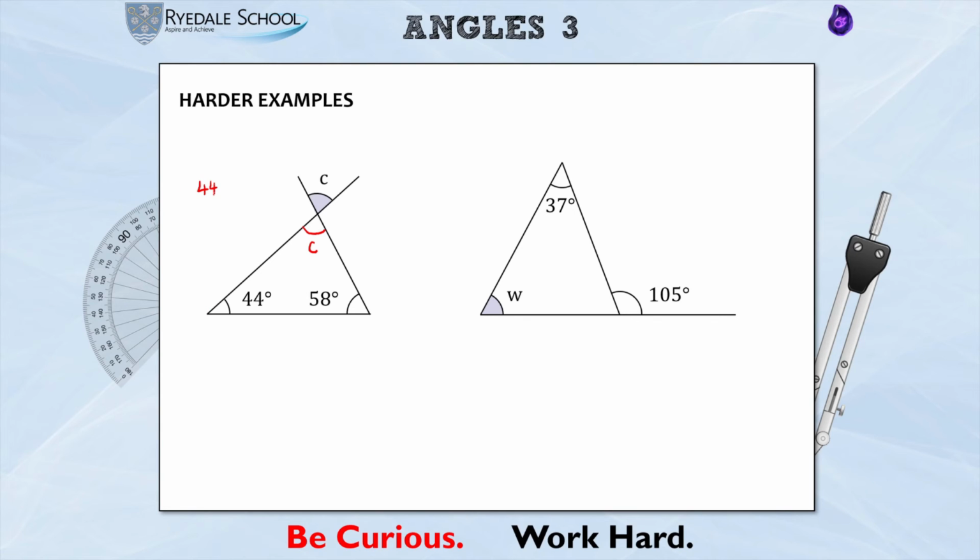So I'm going to add together 44 and 58. I'll add the units first: 4 and 8 is 12. 4 and 5 is 9, add the extra one that I've carried, makes 10. So that's what these two angles add up to. Now let's subtract that from 180 and see what's left. 180 take away 102 is 78 degrees. So angle C is 78.